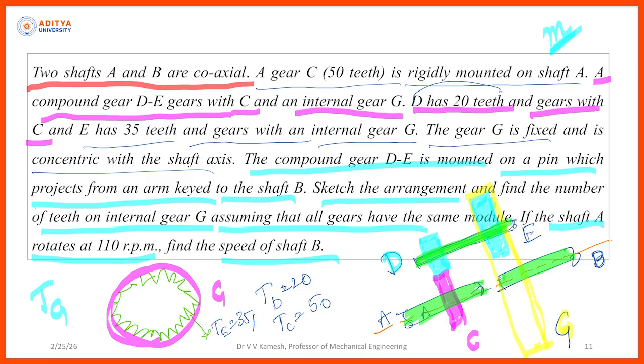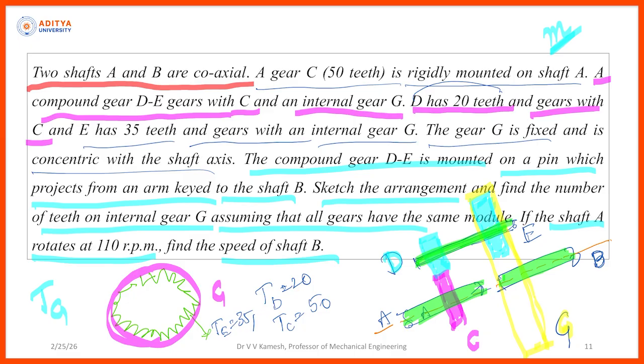Now G is mounted on B, which is coaxial with the first gear. This is actually the data given for us. The number of teeth on gear C is given, D is given, E is given, but G is not given, right. Even then, we are able to find the number of teeth on G, right.